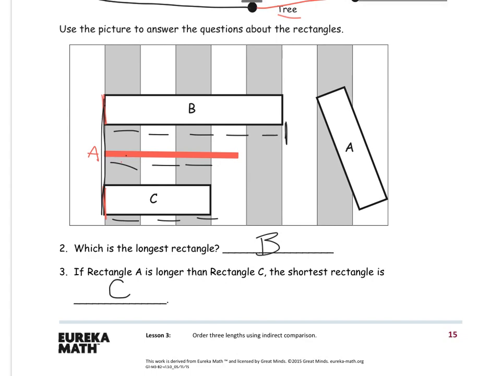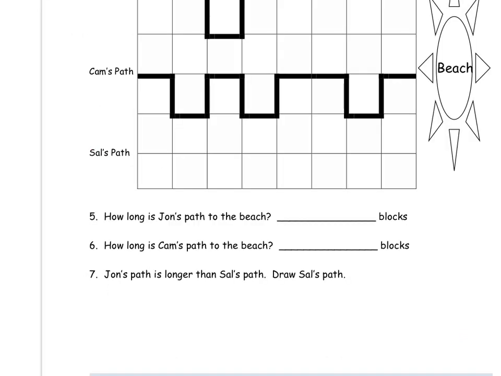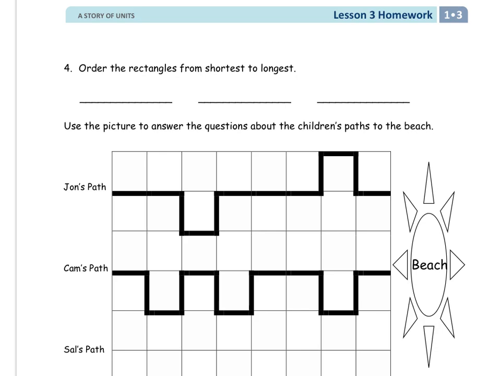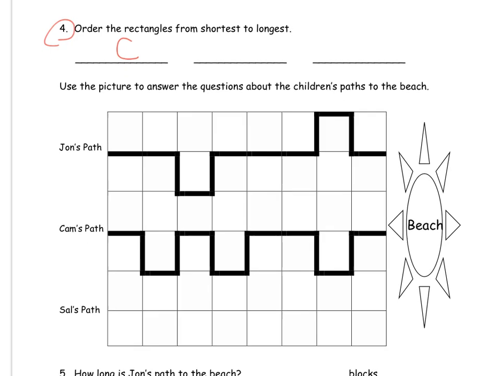Let's go to page 2. And this question 4, order the rectangles from shortest to longest. That's based on page 1, those rectangles we just looked at. So you're just going to put them in order from shortest to longest. So you'll start with C as your shortest one. And then you'll fill in the rest of those.